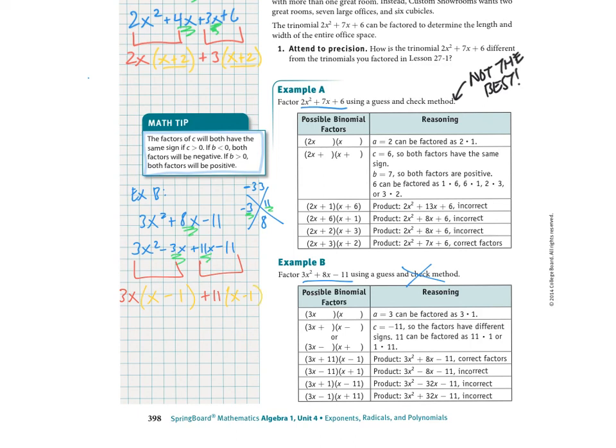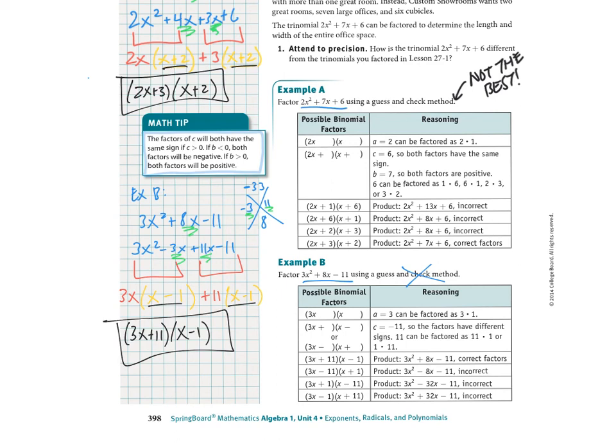Again, looking at how we approached this, like the problem above, we only wrote down one of the repeated binomials, and then we took the greatest common factors of the other and put them together. So we're going to do the same thing here. Only write down one of the repeated binomials, and then write down the greatest common factors of the other. Like I said, it doesn't matter which order you put first, but that's going to be your final answer: 3x plus 11 times x minus 1. They ended up getting the same result, but like I said, we don't want to use guess and check. That takes forever and doesn't necessarily guarantee an answer.